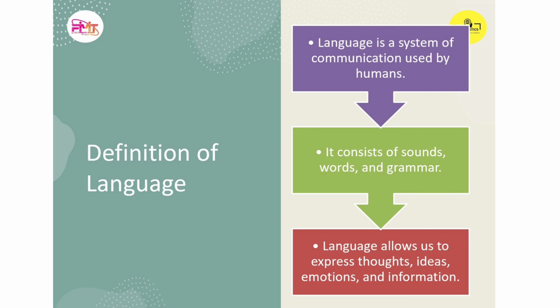The definition of language. Language is a system of communication used by humans. It consists of sounds, words, and grammar that enable people to convey their thoughts, ideas, emotions, and information. Language is the primary tool for human communication, allowing us to share experiences, ask questions, give instructions, and express our creativity. The sounds in a language form words, which are then structured into sentences according to grammatical rules.